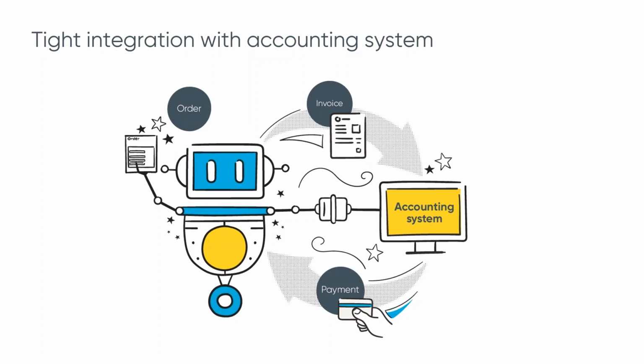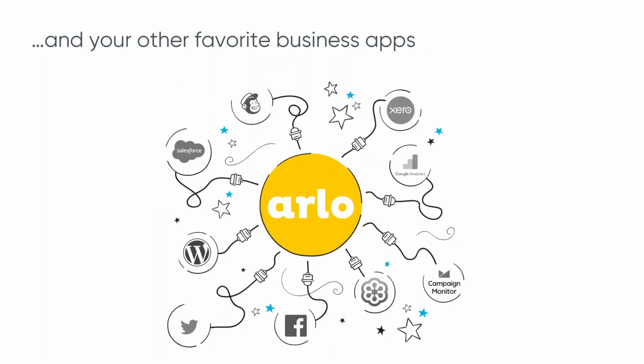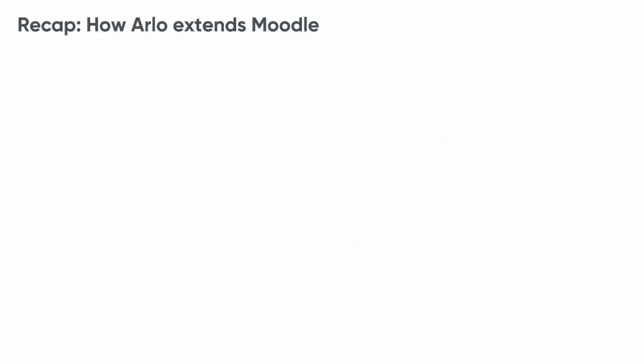This just allows you to really automate a lot of your process and to keep a single view of what's happening. Arlo also integrates with a whole lot of other applications. We've talked about Xero and Moodle, but think of the other business applications you use. It might be Salesforce, WordPress, or Campaign Monitor. Arlo sits in the middle of those to ensure you're not manually moving data backwards and forwards.